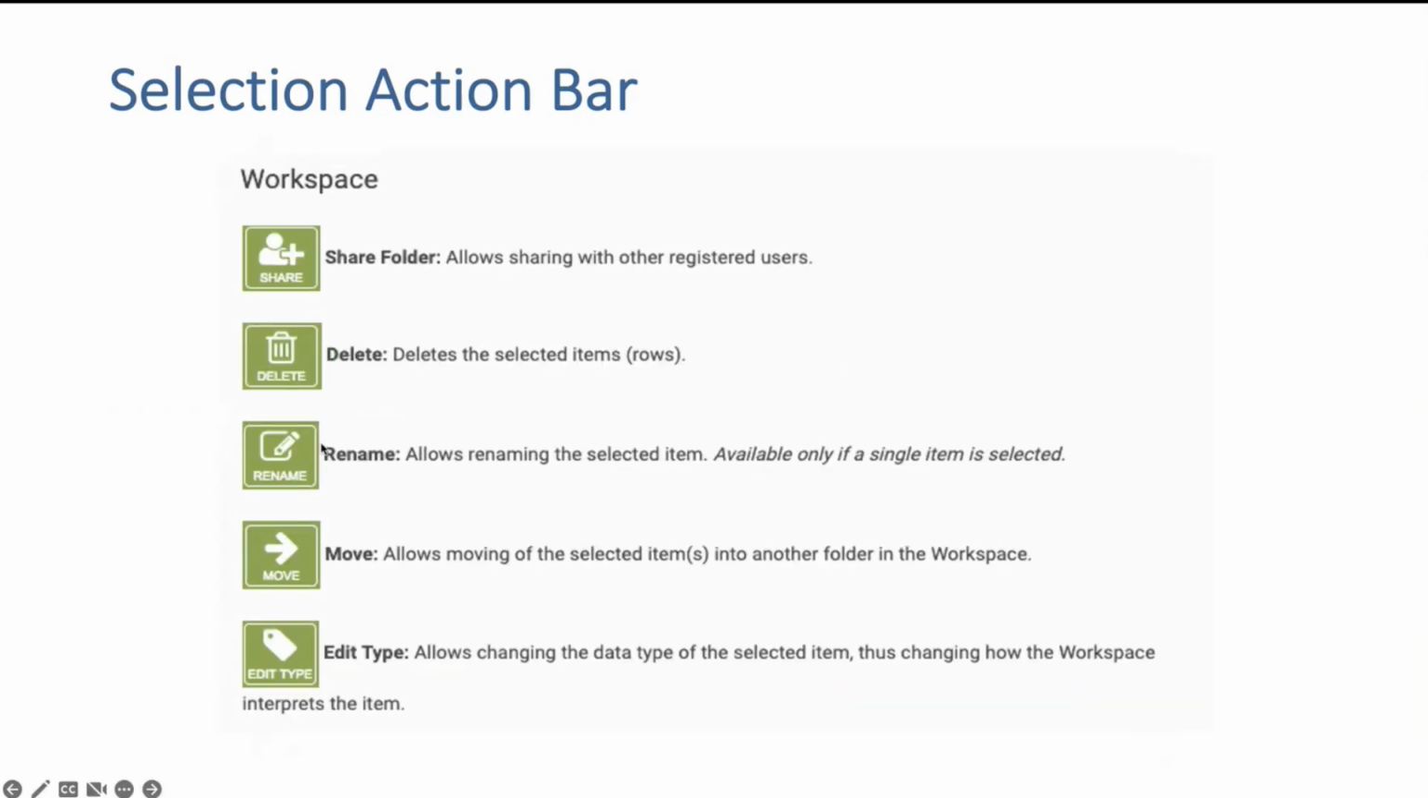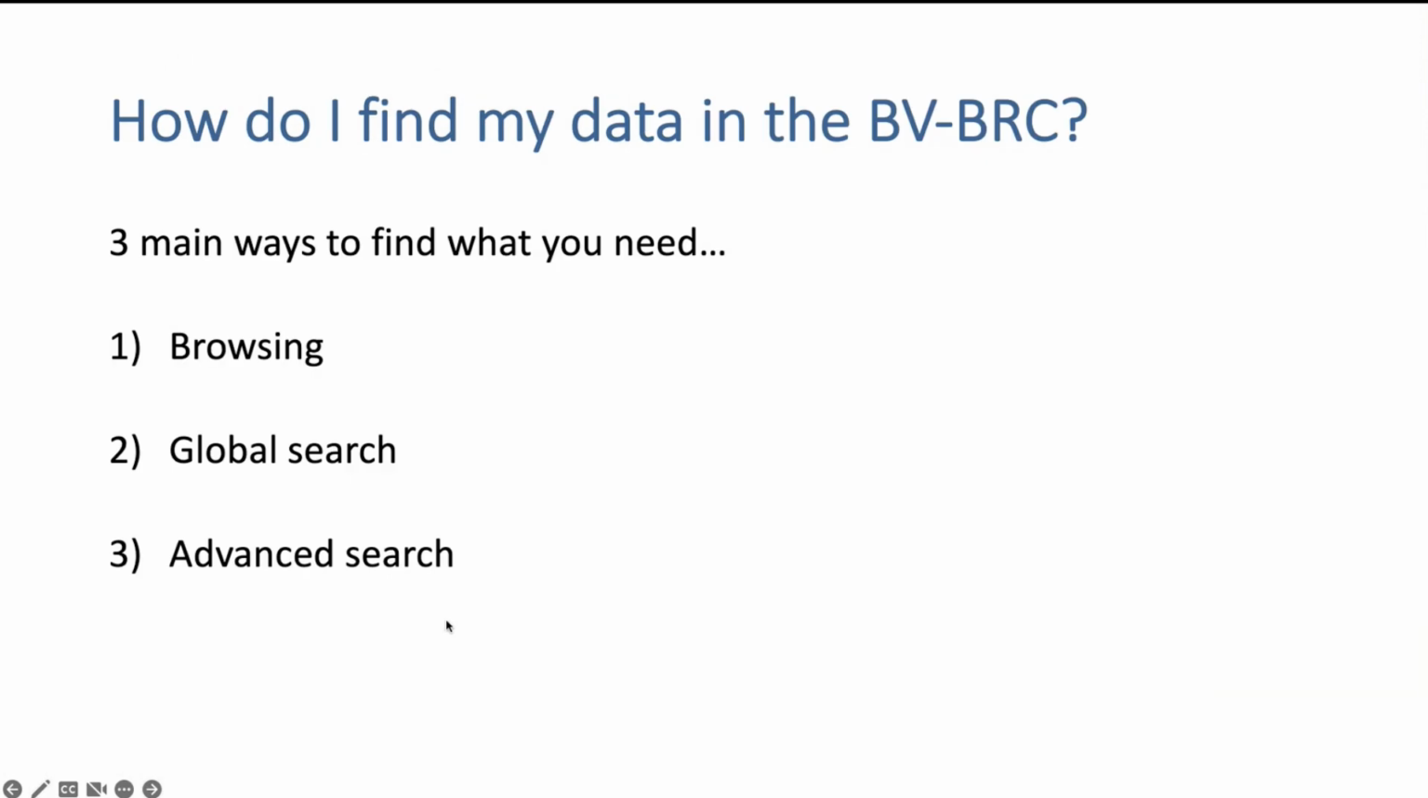You also have different buttons that are available for your workspace, very similar to what you could do in IRD. You can share different folders, you can delete them, rename them, move them. And then something that's new over here is that you can change the file type. So let's say you can change TSV to a text file, for example, which will change how the workspace interprets and views the file and the tools that you can use it for.